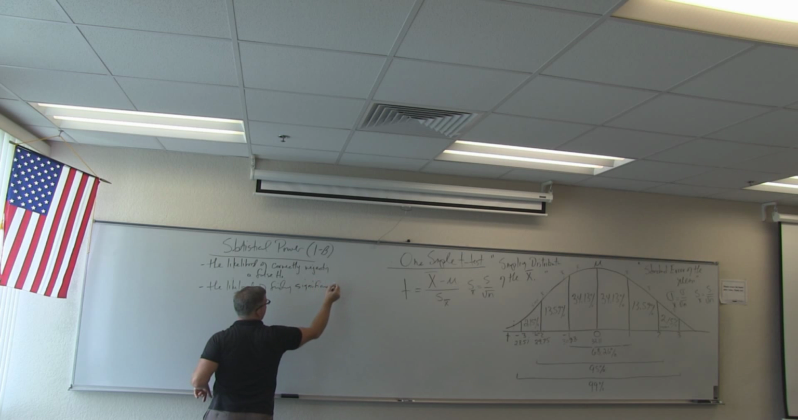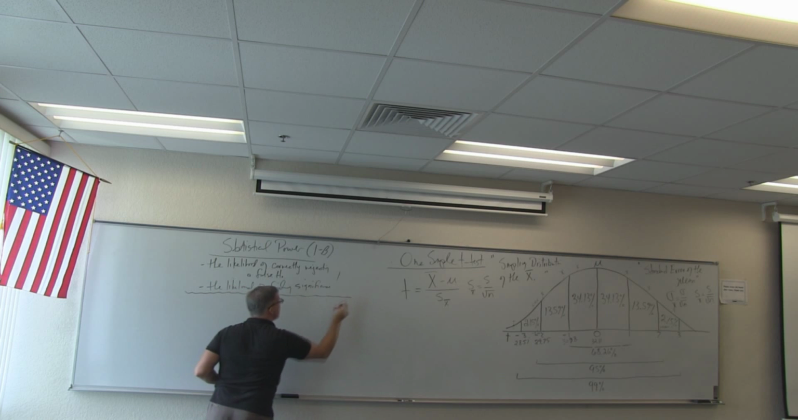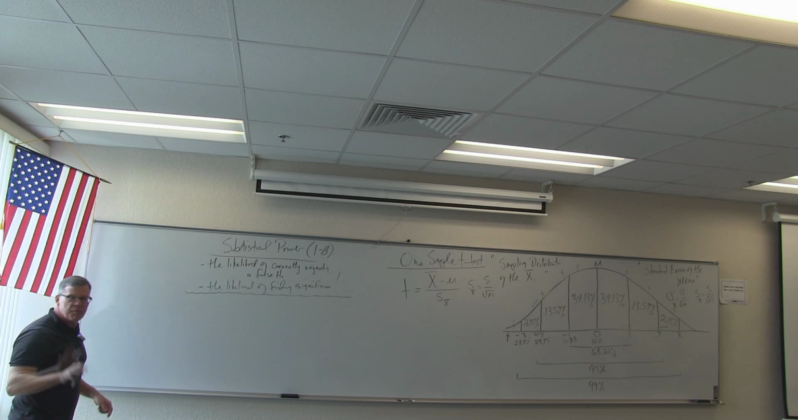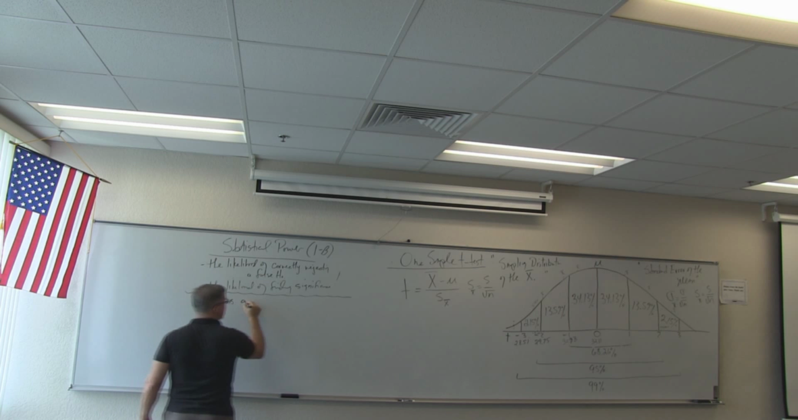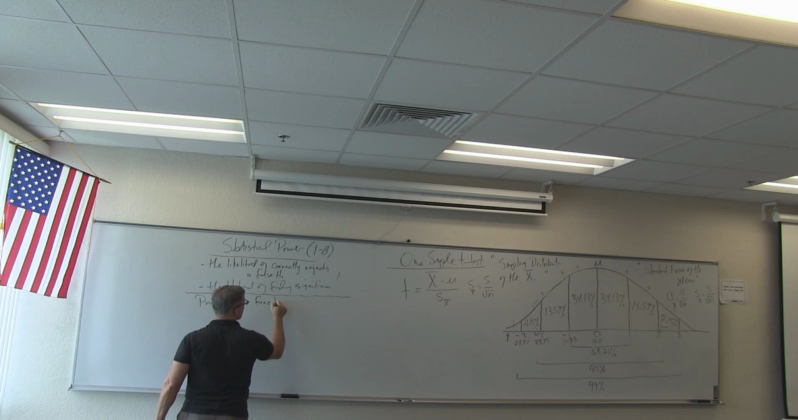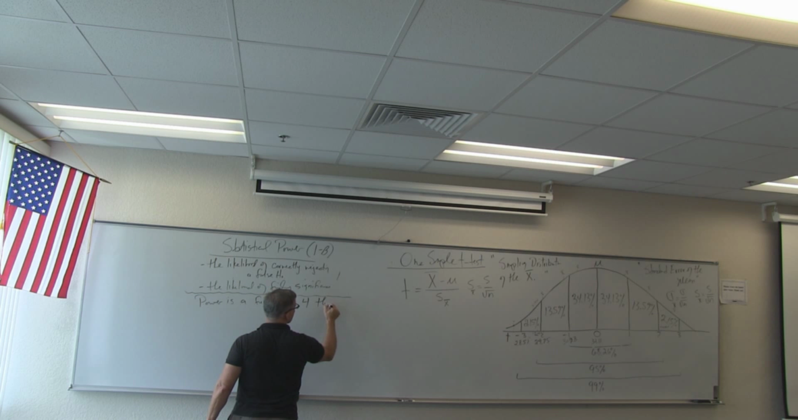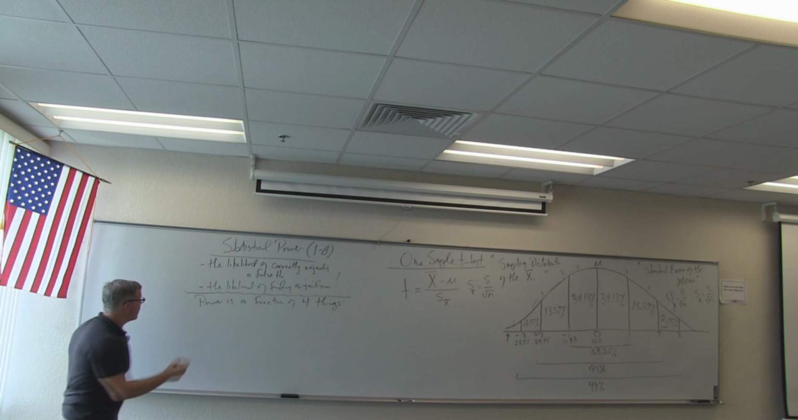It's the likelihood of finding significance. And power, statistical power, is a function of four things working together to produce a statistic that's either significant or not.